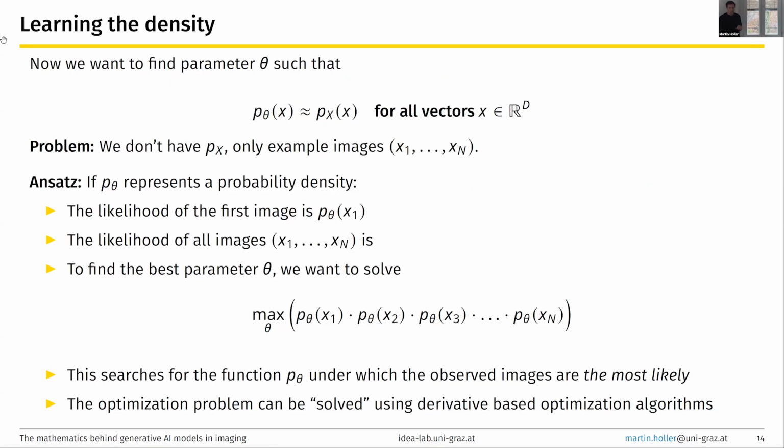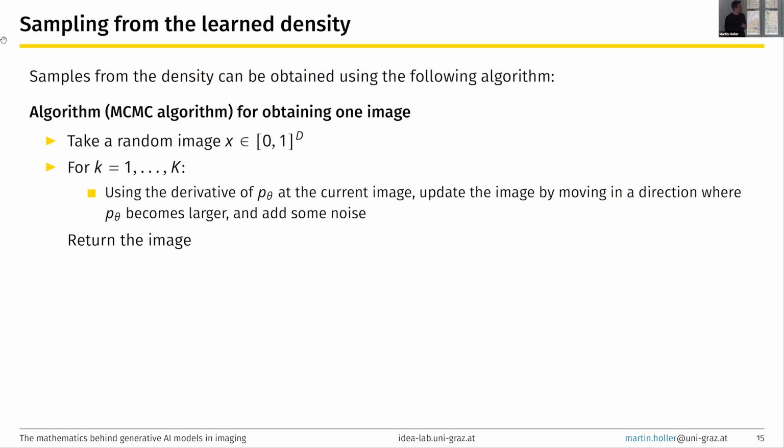Okay, so this is part one. We have now found a way how we can learn this density from data. We need the samples of our images, we need some neural network architecture, and then we tune the parameters in an optimal way such that our samples are most likely given this architecture. The second question is, how do we sample from this density?